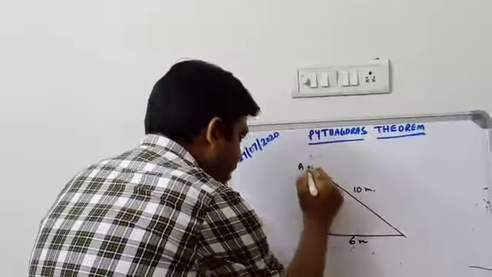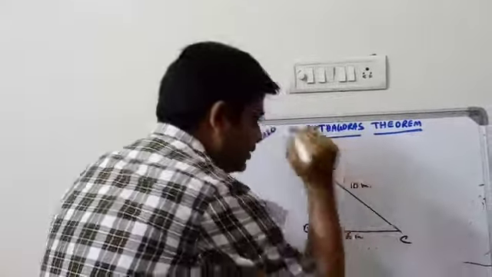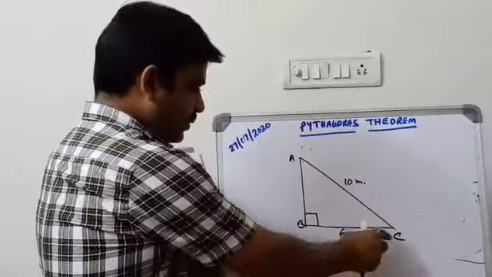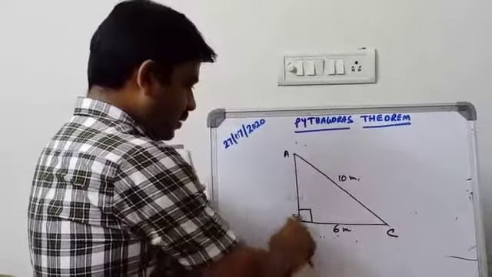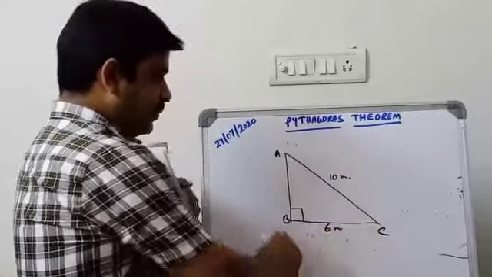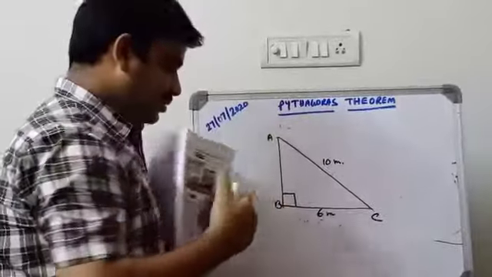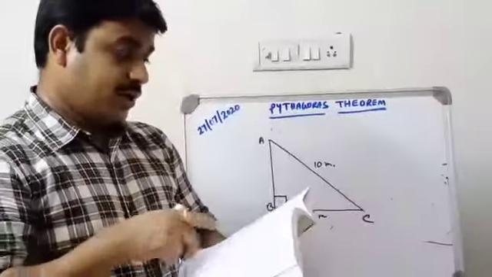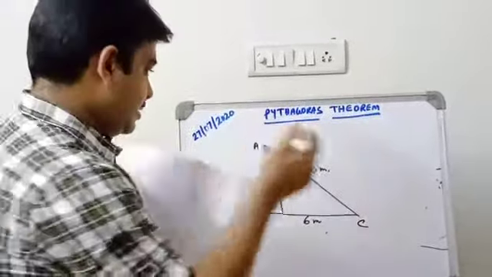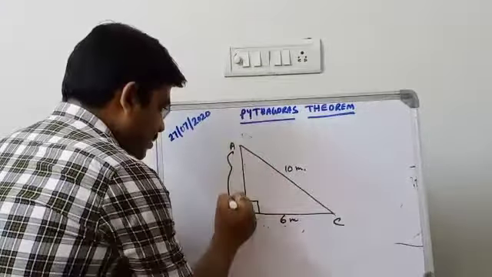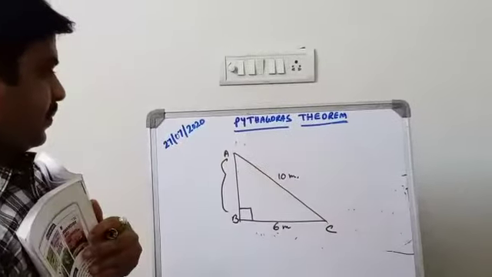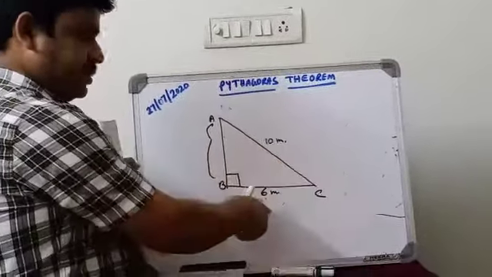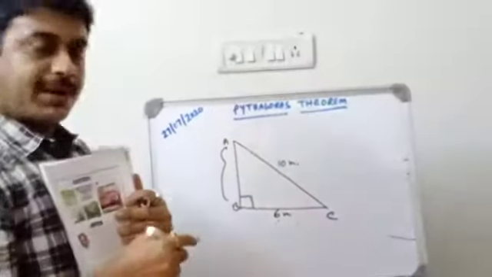So if I name it A, B, C, this is the ladder, length is 10 meters. This is the distance of the foot of the ladder from the foot of the wall, that is 6 meters. We need to find the height of the point on the wall where the top of the ladder reaches. Look, this length you have to find out. Now, this is a right angle triangle. This is the hypotenuse, this is the base, and this is the perpendicular.